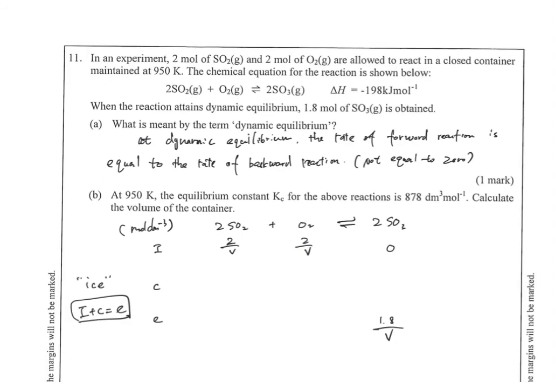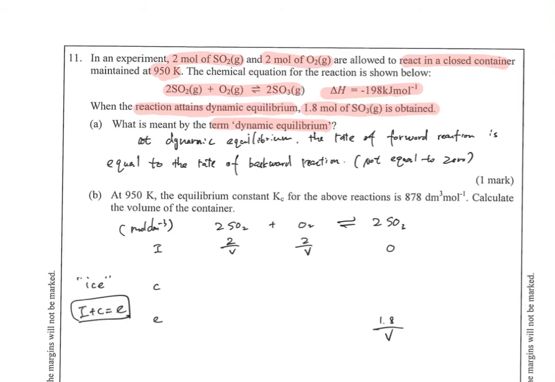Yeah, which is related to equilibrium. So in an experiment, 2 mole of SO2 and 2 mole of O2 are allowed to react in a closed container. It didn't tell you the volume of the container, okay, at the temperature. And the equation is shown below; this reaction is exothermic. When the reaction obtains dynamic equilibrium, 1.8 mole of sulfur trioxide is obtained. Now, what's the meaning of the term dynamic equilibrium?